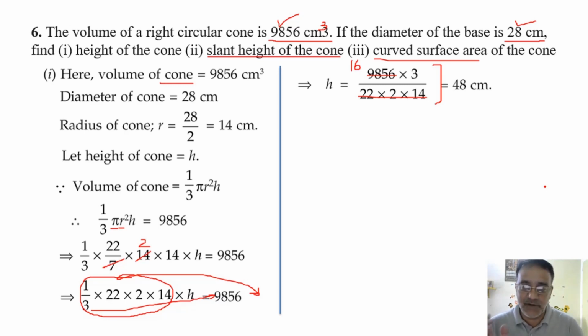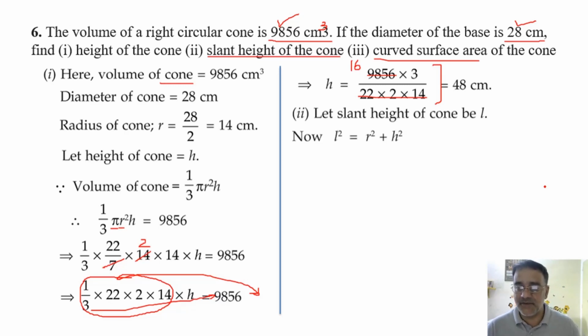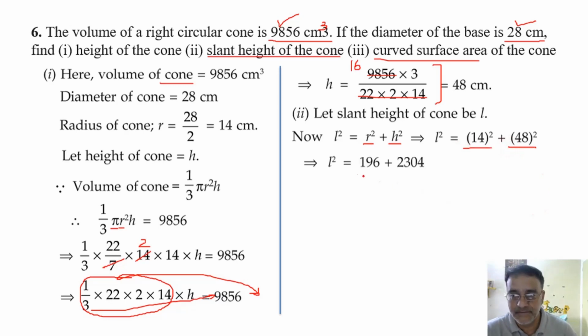And second we have to find slant height. And for slant height what formula we have to use? Root over r square plus h square. Okay, fine, very good. So let the slant height of the cone be L. So we know that L square is equals to R square plus H square. So we'll substitute the value of R and H here. That is 14, 48. 14 square is 196 and 48 square is 2304. Now add these two, we'll get 2500. So what is the square root of 2500?